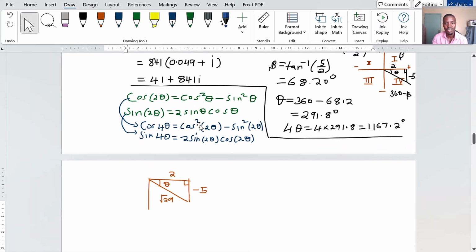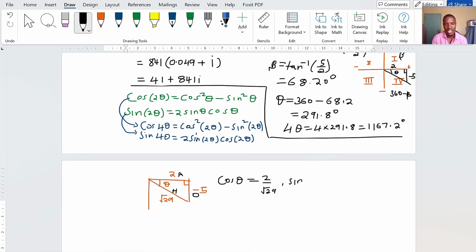Just thinking of this to see why we have 841 instead of 840 like the binomial expansion. Now let's find cos theta. From our triangle, this is R, adjacent, opposite, and hypotenuse. So cos theta is adjacent, which is 2, over hypotenuse, which is root 29.